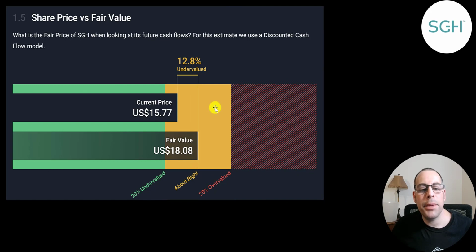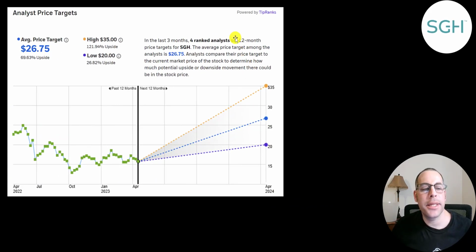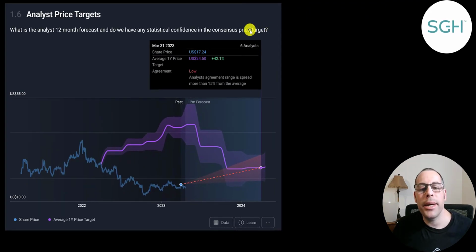The website Simply Wall Street values them at $18. They're saying it's 13% undervalued. 4 analysts priced this stock, and the average price target is 27. The low is 20, the high is 35. Another 6 analysts priced this stock, and their average price target is 25.